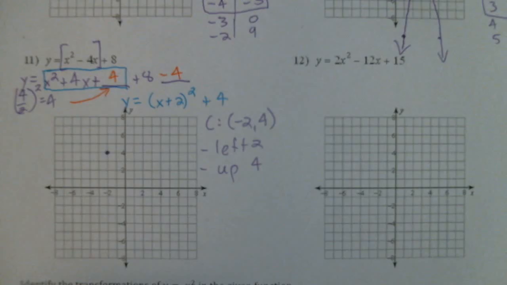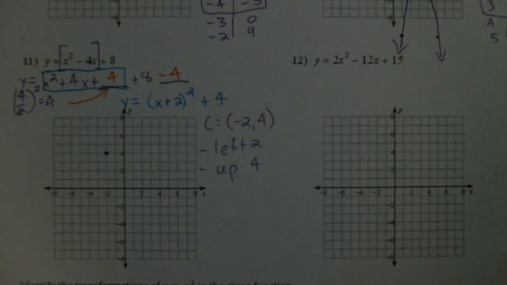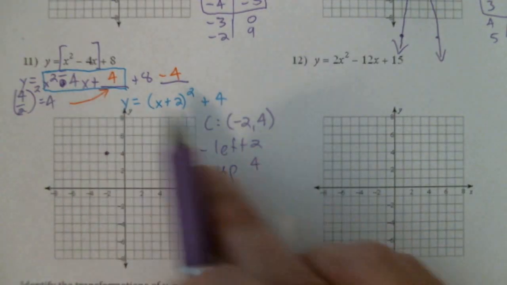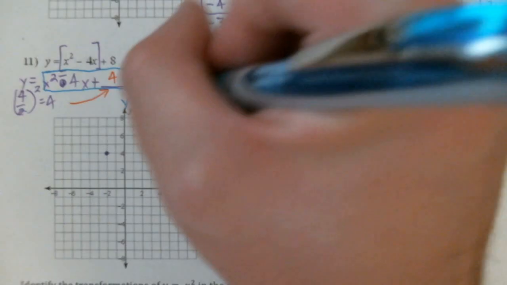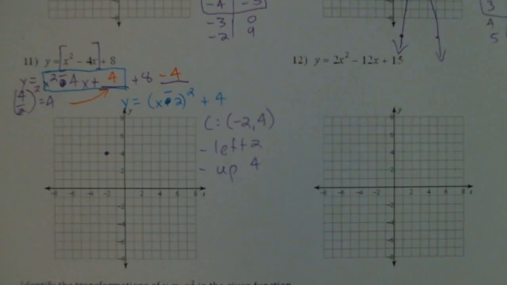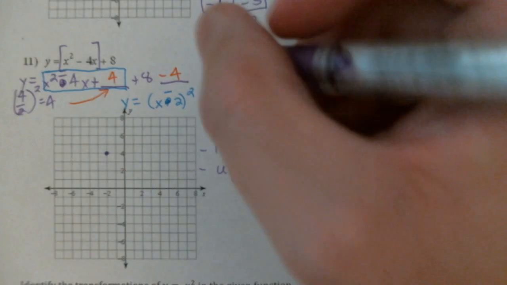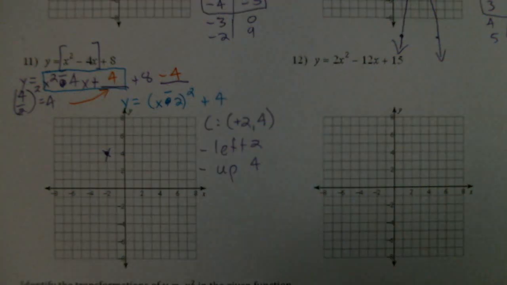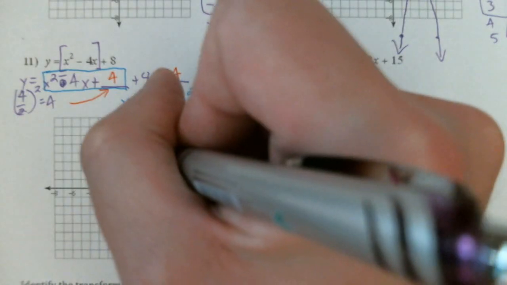Let me see if I can get my whiteout to work here. Actually, I'll just cross it out. I don't need to white it out. That should be a negative. Okay, and if that's a negative, when I take half of that number, that means this has to be a negative, which means my center is going to be positive 2, 4. And there I could catch my mistake. Whoops, my vertex is 2, 4.